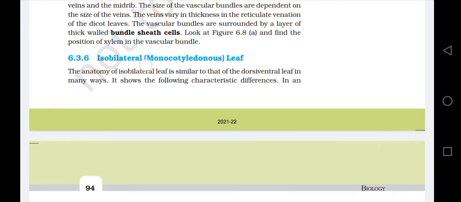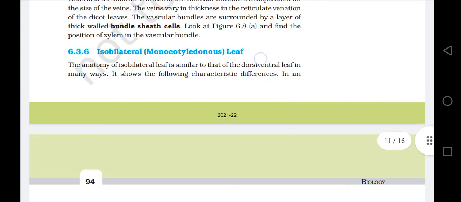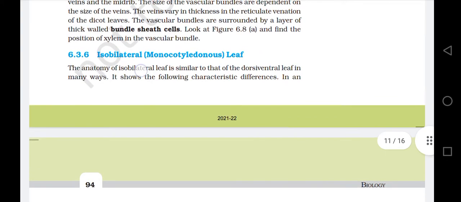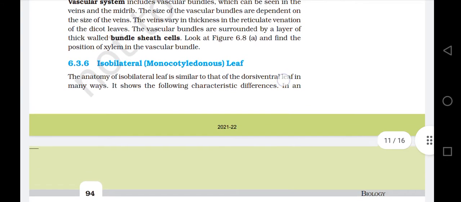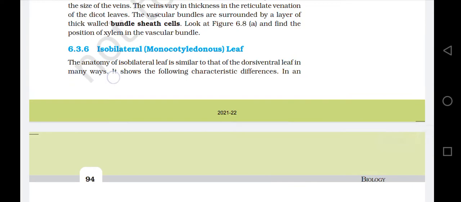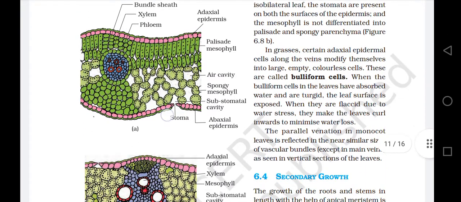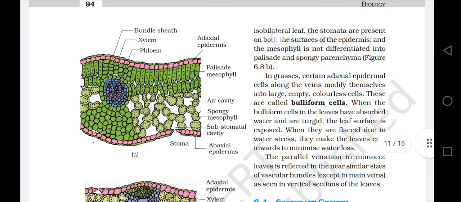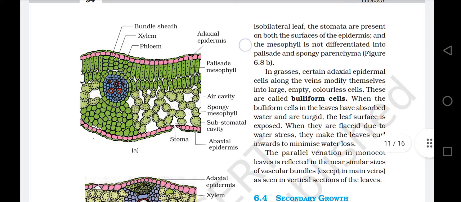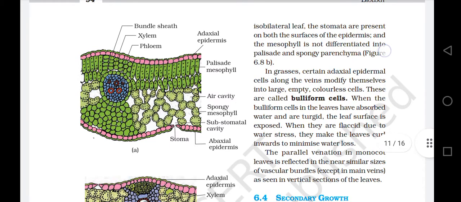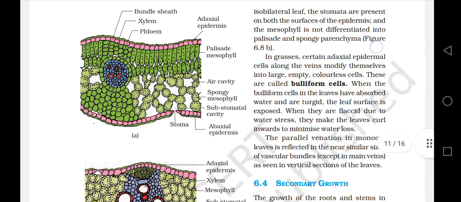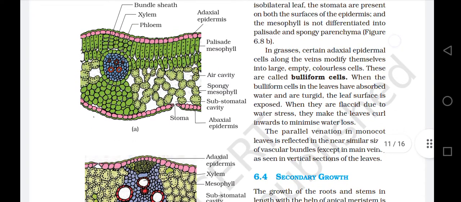6.3.6 Isobilateral or monocotyledonous leaf. The anatomy of isobilateral leaf is similar to that of the dorsiventral leaf in many ways. It shows the following characteristic differences. In an isobilateral leaf, the stomata are present on both surfaces of the epidermis, and the mesophyll is not differentiated into palisade and spongy parenchyma. Figure 6.8b.